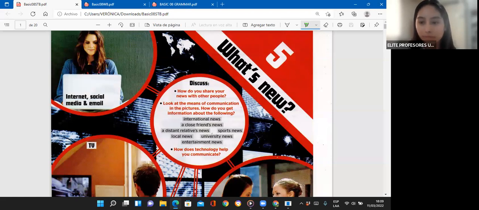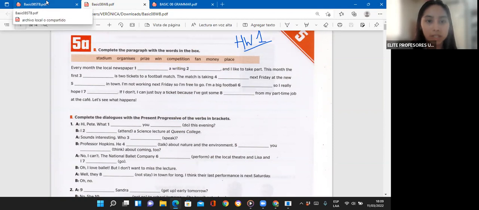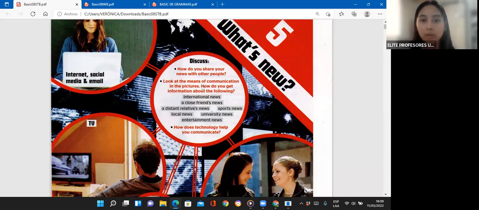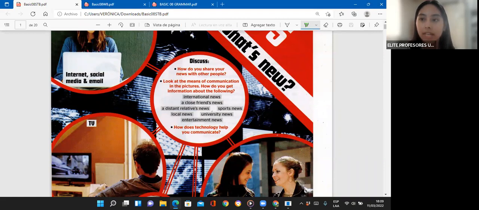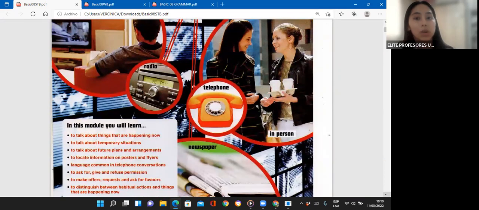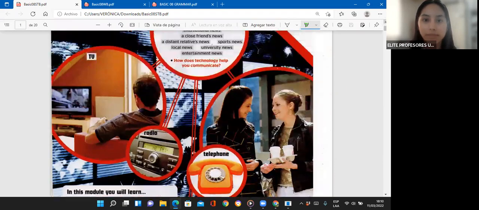What's new? Remember that we also have our workbook. I'm going to give you homework for next week. Okay, let's start. We have new topics here. We're going to discuss how you share your news with other people. You're going to look at the means of communication. As you can see in the pictures, we have internet, social media, and email. We also have TV, radio, telephone, in person or face to face. Also, we have newspaper. What else?